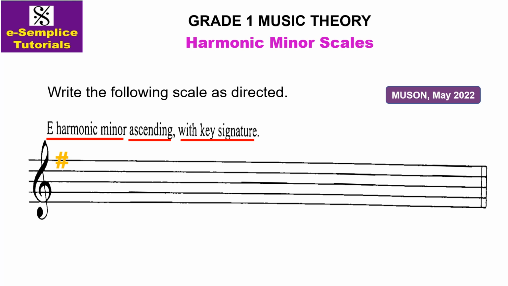Next is you are writing an ascending scale. So your scale degrees should go from 1 to 8. It's ascending, as you can see. I started on note E and I'm going to end on E. This is my last note, E. Remember, it is ascending. So it goes from 1 to 8.